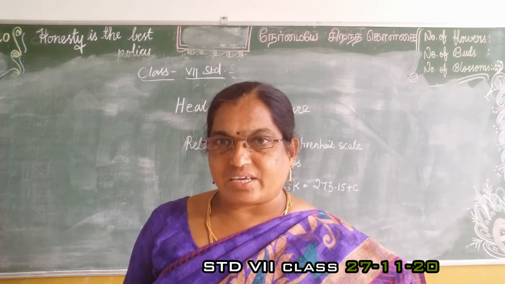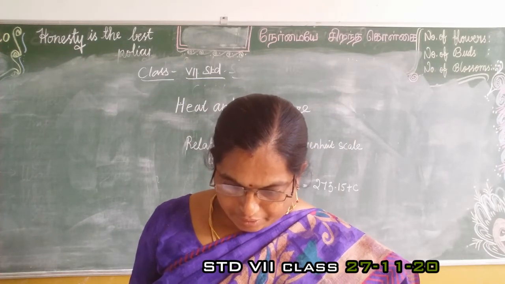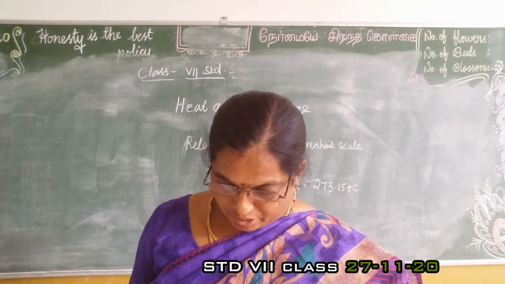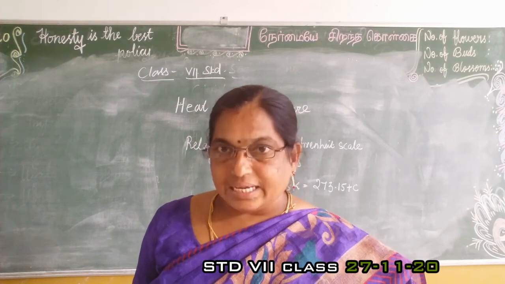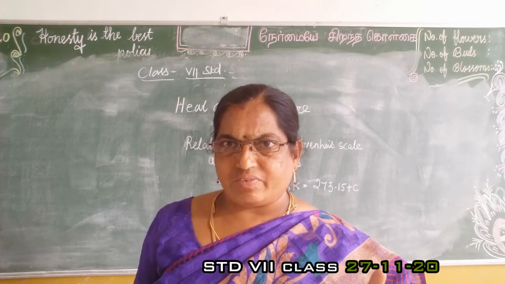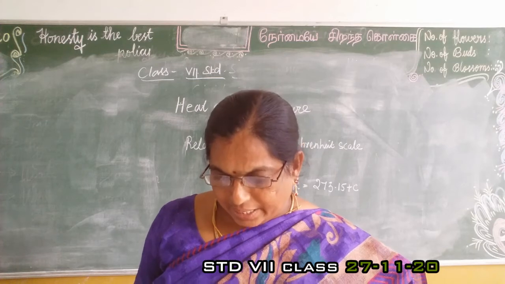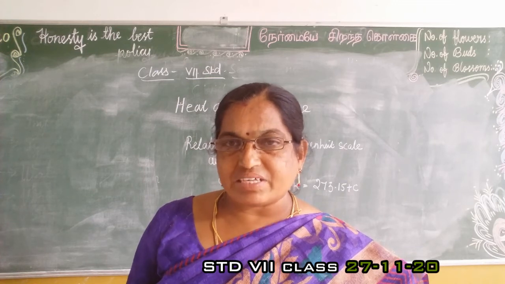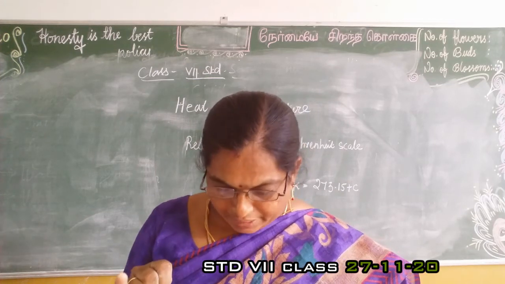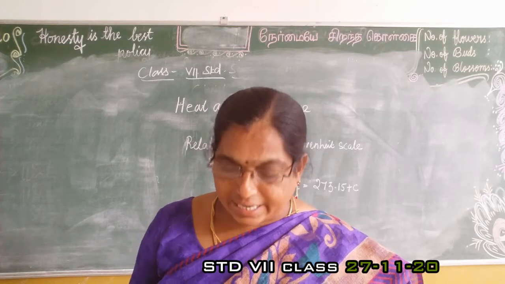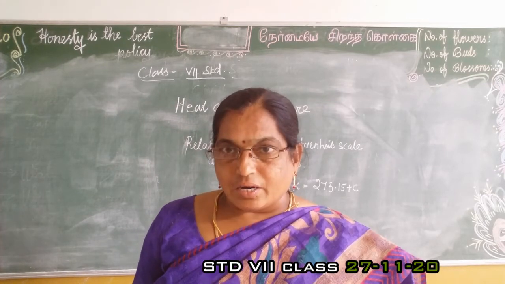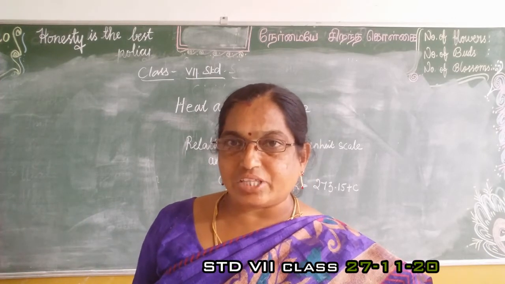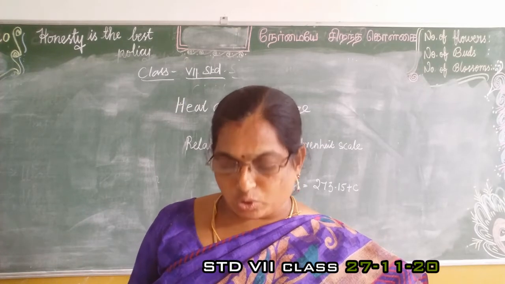Then, what are the types of temperature? The thermometer is the most commonly used instrument for measuring temperature. Then, types of thermometers. There are two types of thermometers. What are the two types? Clinical thermometer and laboratory thermometer. Already in the previous class we learned that thermometers are of two types, laboratory thermometers and clinical thermometers. Now we can see the difference between the clinical thermometer and the laboratory thermometer.